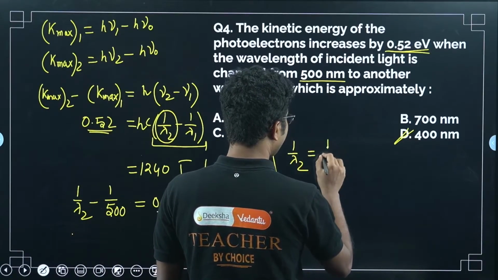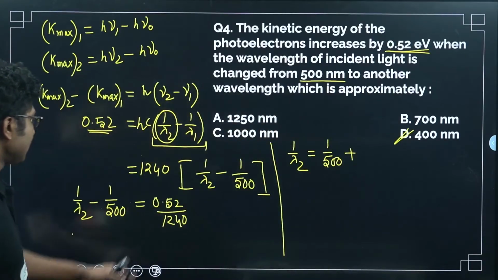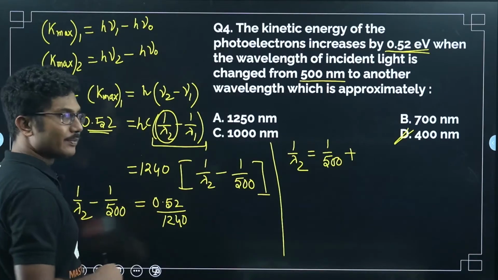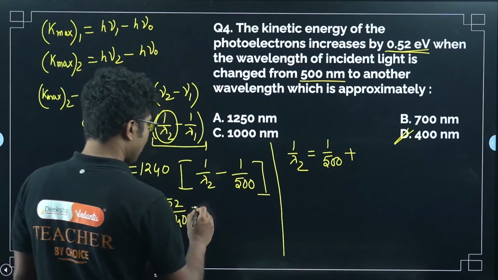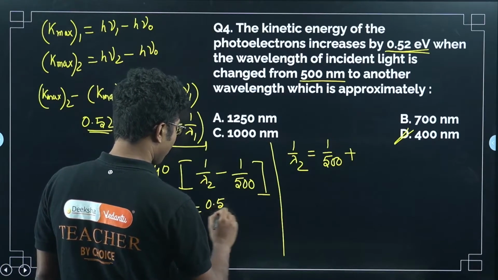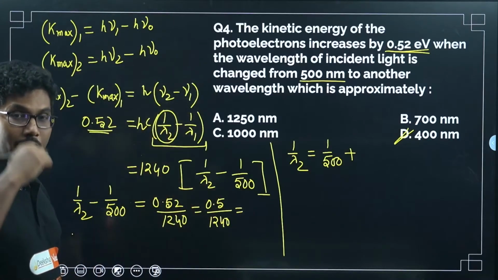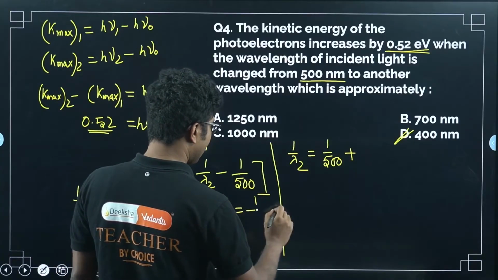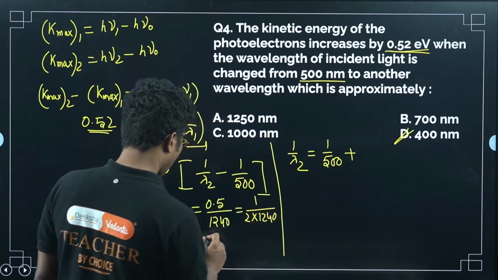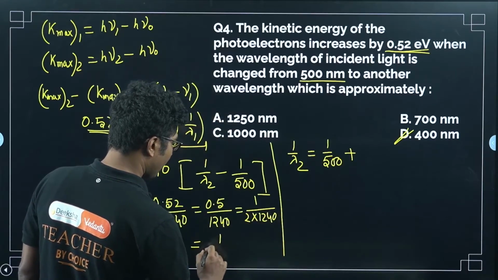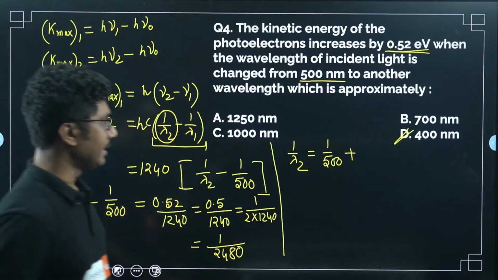So it will be 1 by 500 plus 1 by 500 plus, now what is this value? 0.52, you can assume to be 0.5 only. So you can consider 0.5 and 1240. What is 0.5? 0.5 is 1 by 2, right? So 1 by 2 means it will be 2 times 1240, or this will become 1 by 2480.